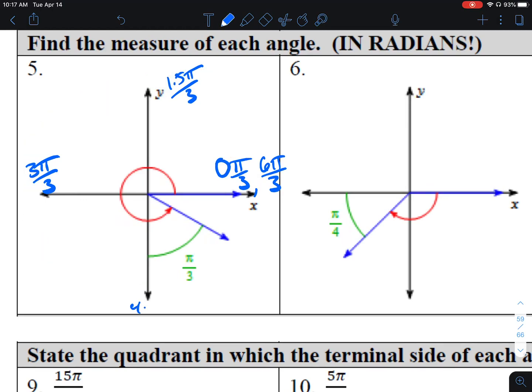So 0, 1.5, 3, 1.5 more. This would be 4.5 pi over 3. And that's going to be good enough. So the distance from here to here is 4.5 pi over 3. Plus we have one more pi over 3. That's going to make this 5.5 pi over 3.